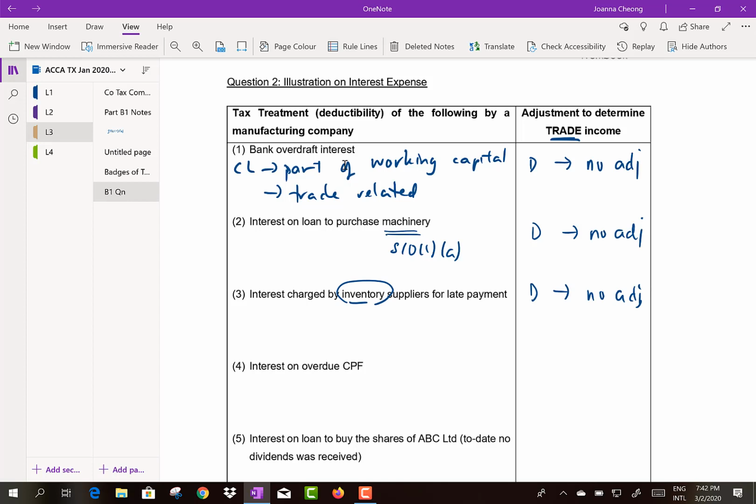Okay? So late interest charges or even traffic fines, summons, right, that is given to you from traffic police or even other government agencies, such expenses are not deductible. Okay, if it's not deductible, yet you have already deducted from your P&L, what must you do? Very good, you add back.